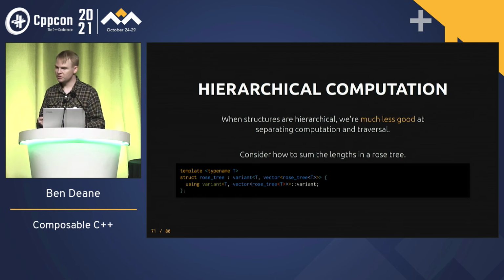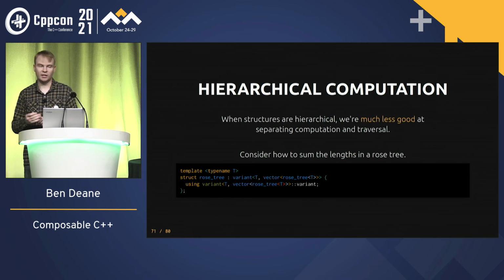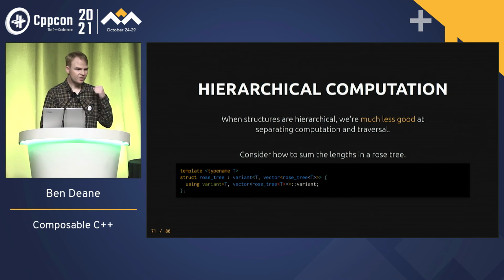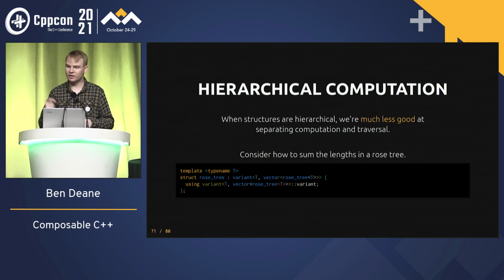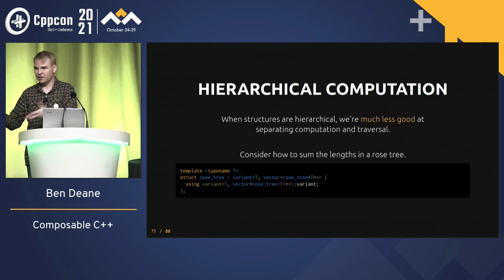So I just want to go through with you a consideration of how we might do that in one case. This is a rose tree. If you haven't heard the term before, it's a tree that has leaves, of course, at the base. At any node, it can have any number of subtrees. A binary tree would just be two subtrees, or a KD tree would be K subtrees. But a rose tree has a variable number of subtrees from any node. And this is about the fewest number of lines I could fit on the slide to express that in C++. It's a variant of either T, which is the thing at the leaf, or a vector of subtrees.